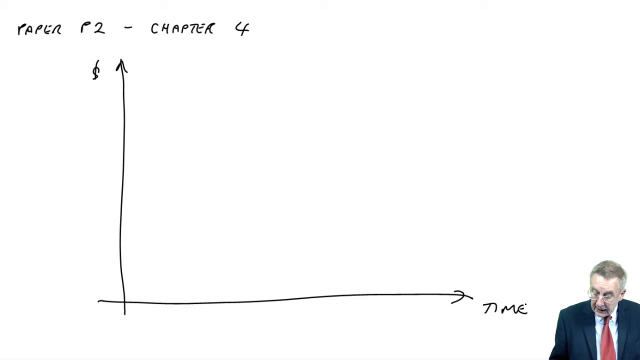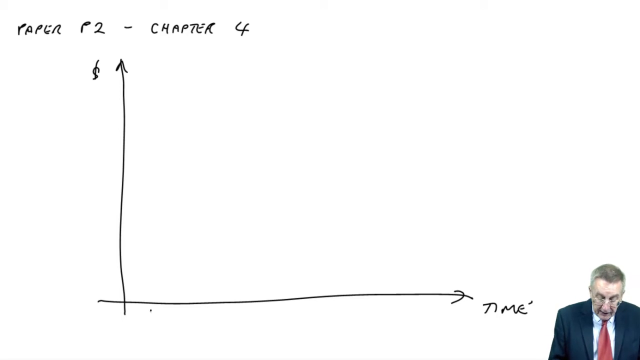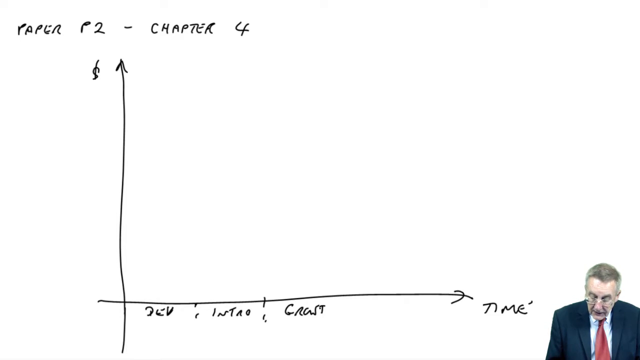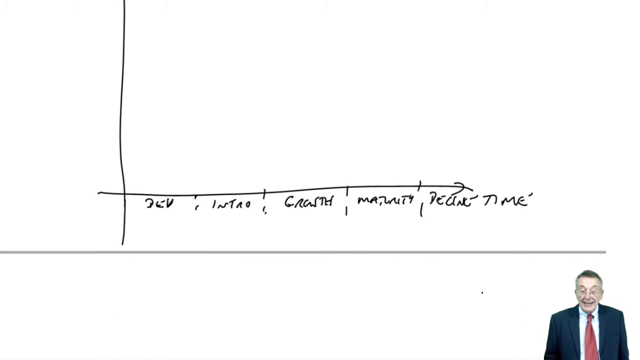But if we look over time, the life cycle, maybe several years, maybe 5 years, maybe 10 years, anything. We have this development phase, first of all, followed by the introduction phase, followed by the growth phase, followed by maturity, followed by decline. And as far as sales are concerned, of course, during the development phase, we're not selling any at all.